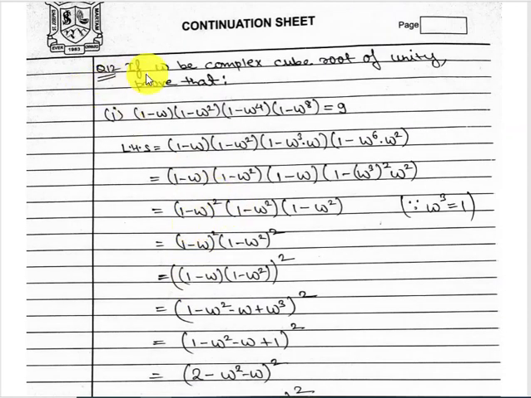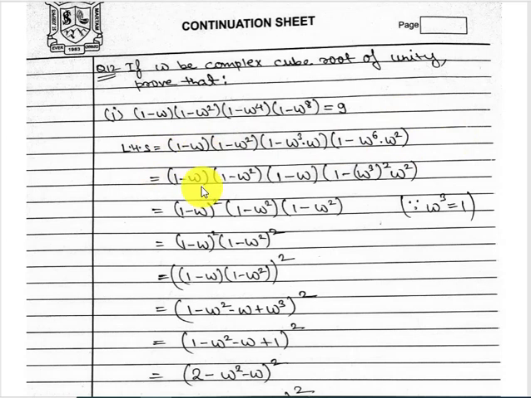Question number 12. If omega is a complex cube root of unity, prove that the given equation holds. Here they are saying that omega is a complex cube root of unity, so the other complex cube root of unity will be omega square. We have to prove that left hand side is equal to right hand side, so we will start from the left hand side. Copy it.